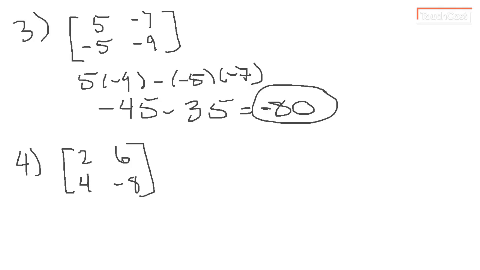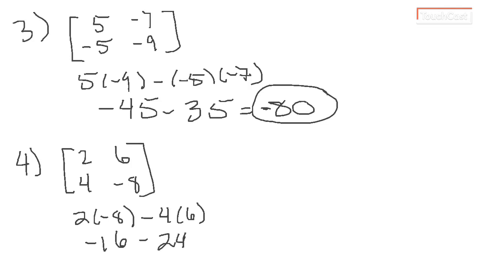With example 4, we're going to go 2 times negative 8 minus 4 times 6. Well, 2 times negative 8 is negative 16. 4 times 6 is 24. Negative 16 minus 24 gives us negative 40. So the determinant of the matrix in example 4 is negative 40.